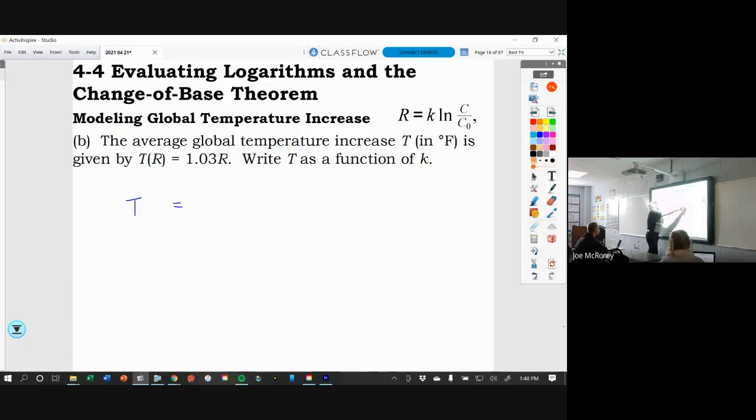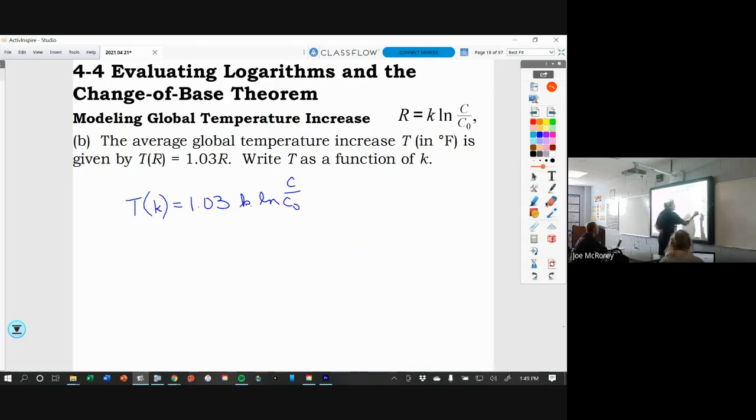I want to write T as a function of K, which means T is a function of K. So it'll be R equals... What's K? K is one over ln... What's R? K, ln, C over C. There you go. Done. I did what it asked.